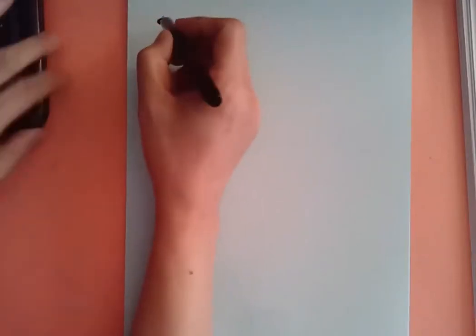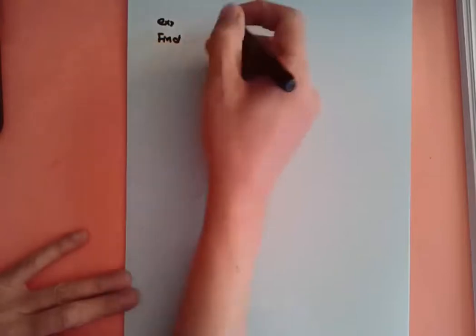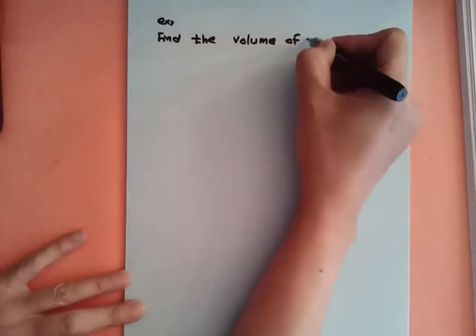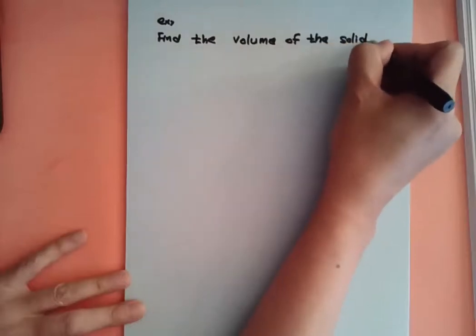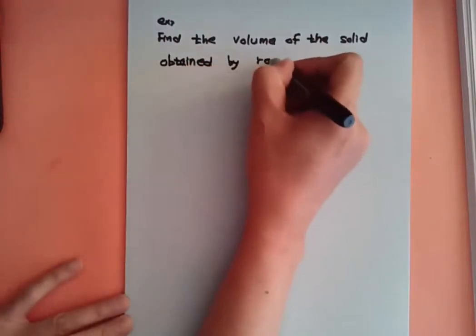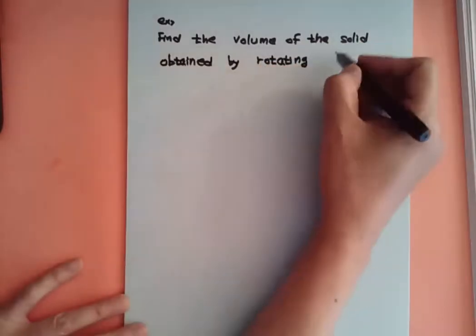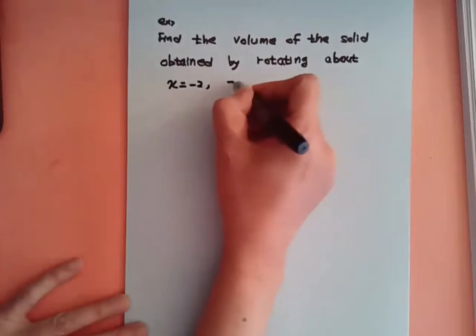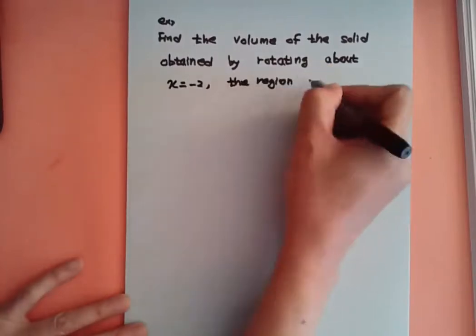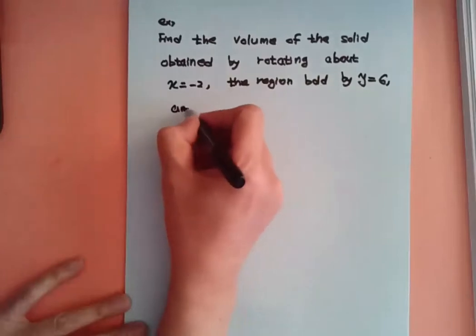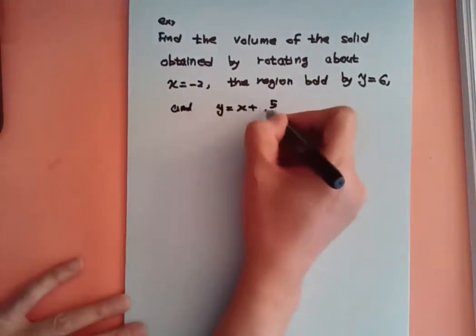Let's continue with examples. Find the volume of the solid obtained by rotating about the line x equals -2 the region bounded by y equals 6 and y equals x plus 5 over x.